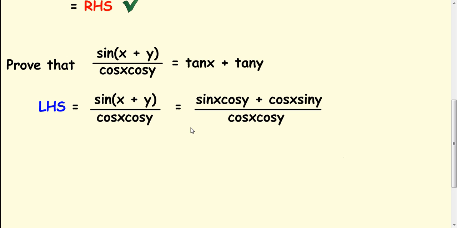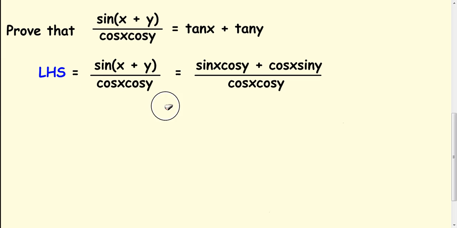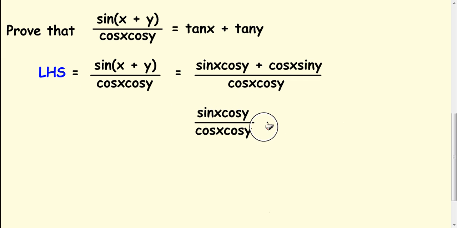And then what we can do next is we can split this into two separate fractions. At the end of the day we're looking for something plus something else. We don't want it all over anything, so separate it into two different fractions: sin x cos y over cos x cos y plus cos x sin y over cos x cos y.